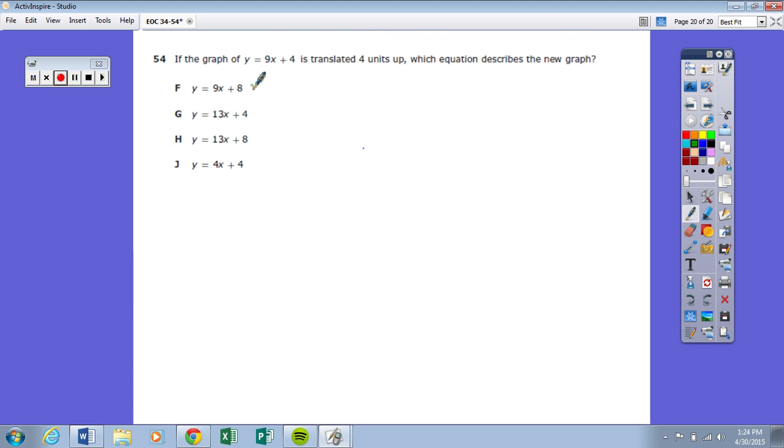Okay, 54. If the graph of this, y equals 9x plus 4, is translated up 4 units, which equation would work? Well, this is just calculator. Look at this in the calculator and then start typing these in, and you will see which one has been shifted up. Some of you might also remember that if you ever want to move a graph up or down, all you have to do is play with the number in the back.